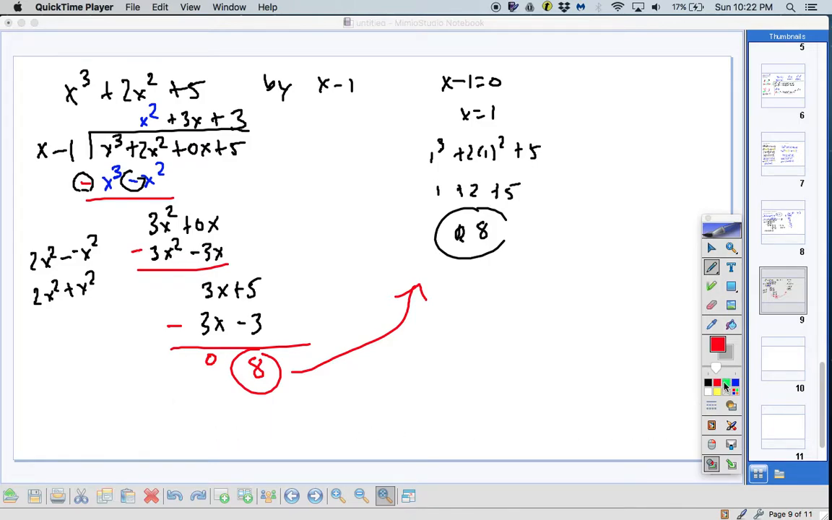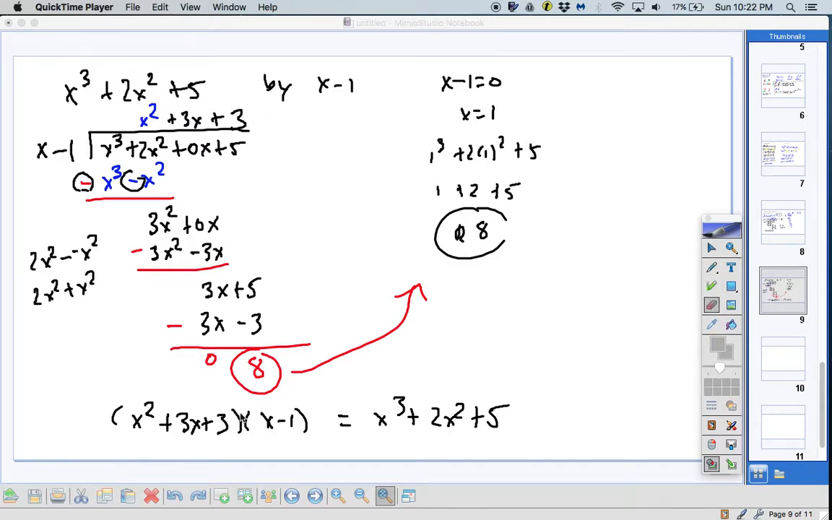And our solution, when you divide x to the third plus 2x squared plus 5 by x minus 1, is going to be x squared plus 3x plus 3. So that's our solution. If you want it in factored form, then you also have the original. So these two things multiplied out are going to give you our original, which was x to the third plus 2x squared plus 5. Okay, so factored form, and this is the solution. Oh, I forgot the remainder. Not very good.